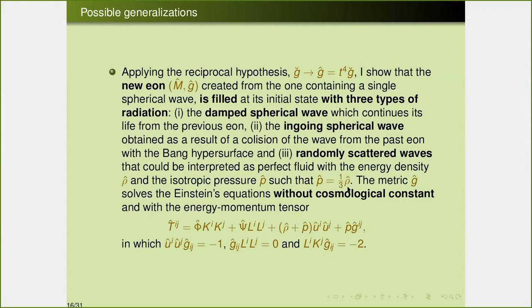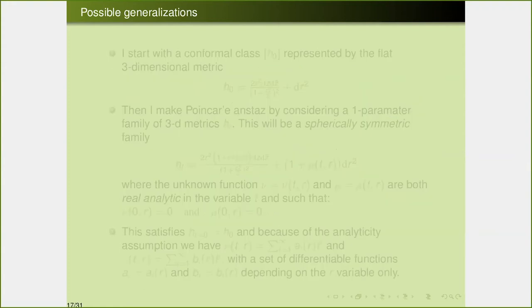So this is how this wave from the other side becomes a wave here: there is just a damped wave, there is a focusing wave, and there is scattered radiation obtained as the result of this collision with the Big Bang, right?